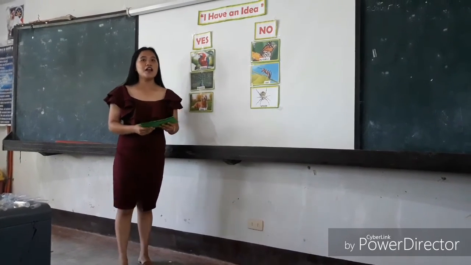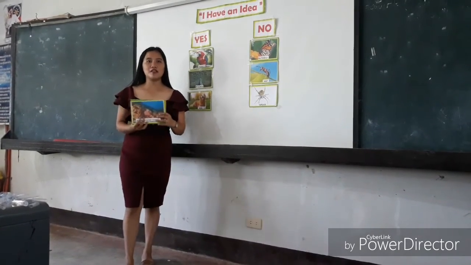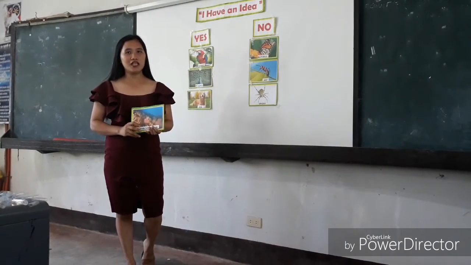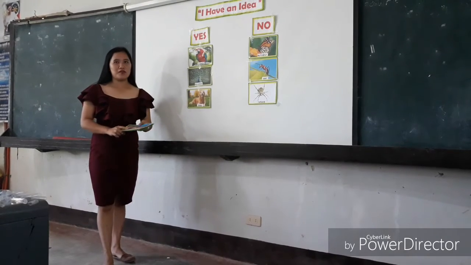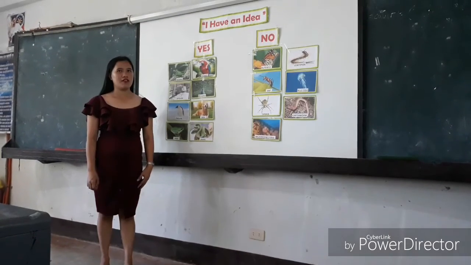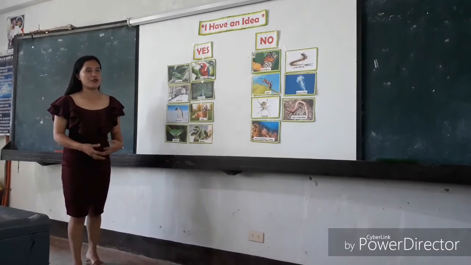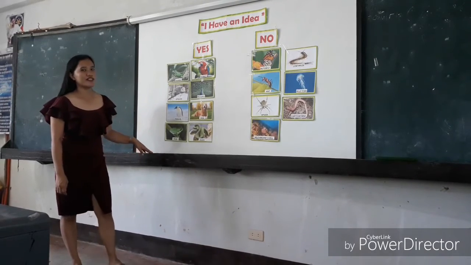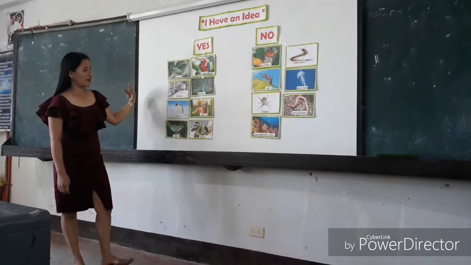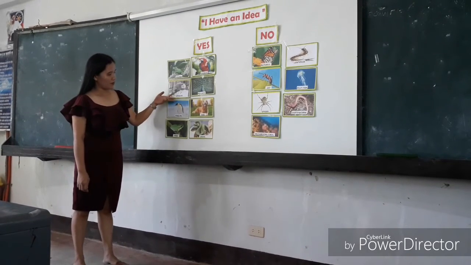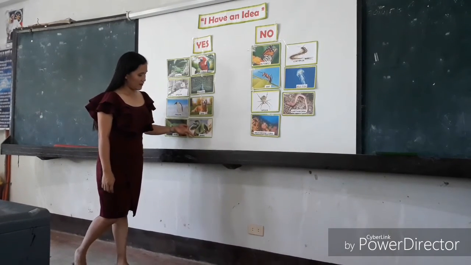Now try this example, class. Each group will receive 12 pictures and decide within your group whether each is a yes or a no idea, and tap them on the board. Are you done? Okay class, let's check your answer. Let's have first the yes idea. Iguana, opossum, penguin, chick, frog, parrot, peacock, dog, and snake. Okay, you are all correct.